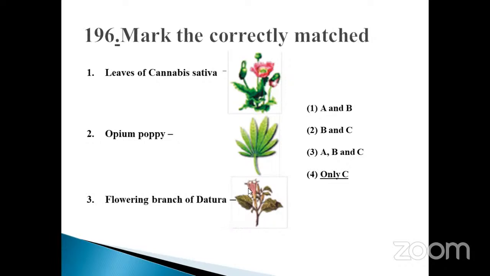Flowering branch of Datura. Okay. Opium is this. Cannabis sativa is this one. So it is correctly matched. Okay, my dear. The Cannabis sativa is this one, and the opium is this one. So this one is correctly matched. So this is the correct answer.